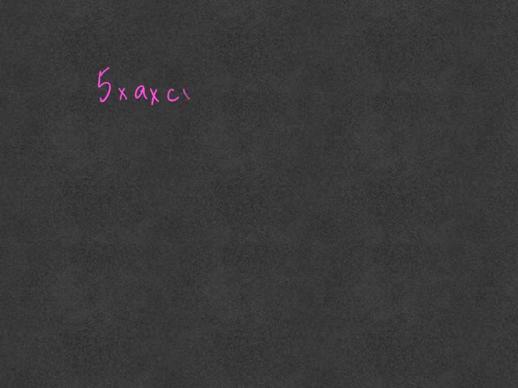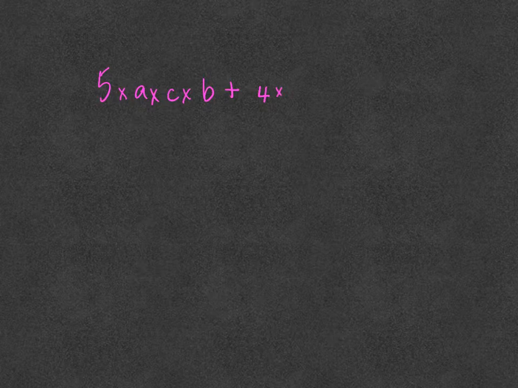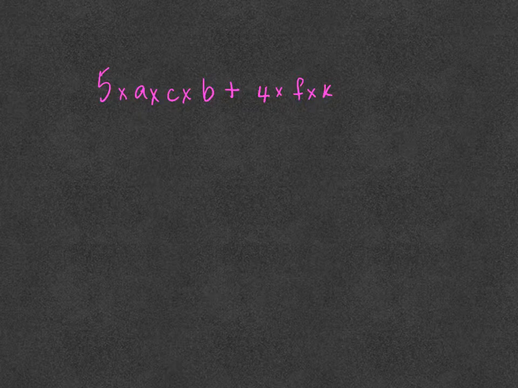Okay, so let's have another go. Let's say we had 5 times a times c times b plus 4 times f times k. Now to simplify this, what we could actually do is add these two numbers together. So we're simplifying it, so that'll become 9.